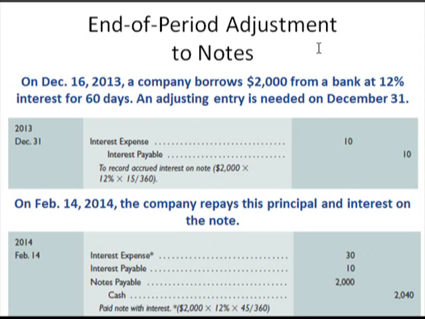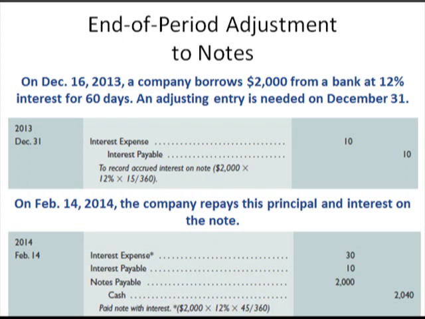In this case, the company borrows $2,000 on December 16th, and it's going to have to pay it back in 60 days. For 15 days, from the 16th to the 31st of December, interest is accruing on that note. That is the expense of that period, so they calculate $2,000 times 12% times 15 days to get $10, and debit interest expense, credit interest payable instead of cash because they're not paying it then, they'll pay it when they pay off the note.